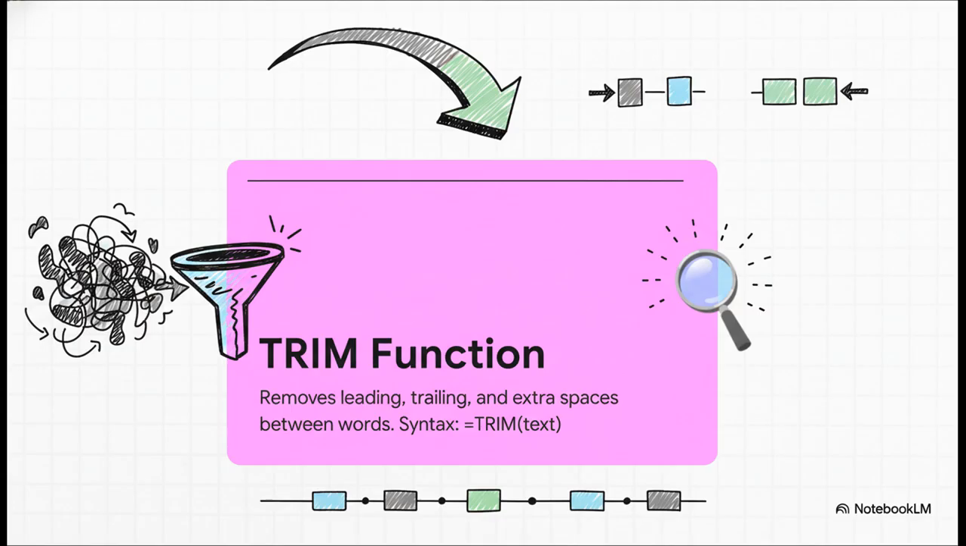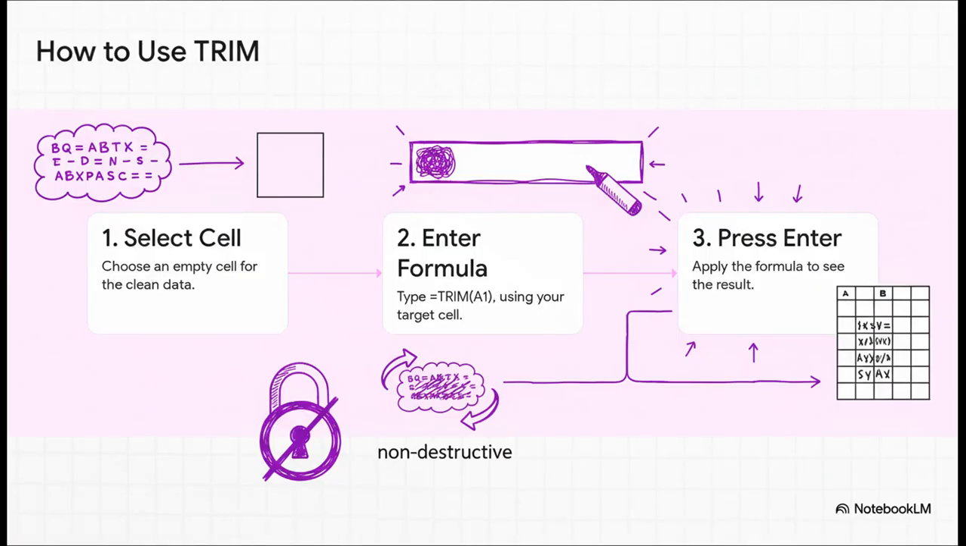That's it. Now, this is super important. Trim is non-destructive. What does that mean? It means it doesn't actually change your original data. You just pick a new empty cell, type in the formula pointing to the messy one, hit enter, and poof, the nice, clean version appears, leaving your original data completely safe and sound.